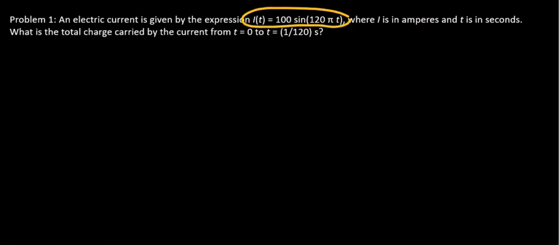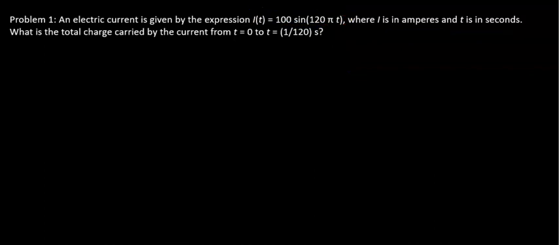So what this expression means is that the electric current is a function of time, and that mathematical function is given by that sine function. So I is in amperes, that's the current, and t is measured in seconds. What is the total charge carried by the current from 0 seconds to 1 over 120 seconds?